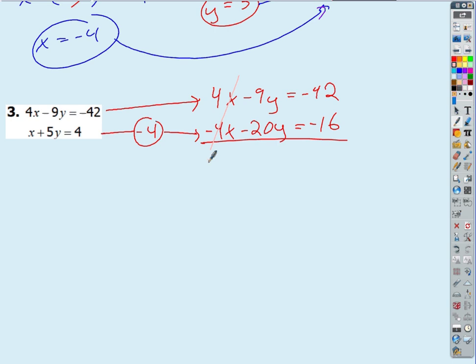Now, we've eliminated the x both times, just accidentally, but is there anything special about eliminating the x? No, we could easily eliminate the y if that's easier to do. It doesn't make any difference the order in which you find these variables. When we add these up then, what's negative 9y plus negative 20y? Negative 29y. Negative 42 plus negative 16?